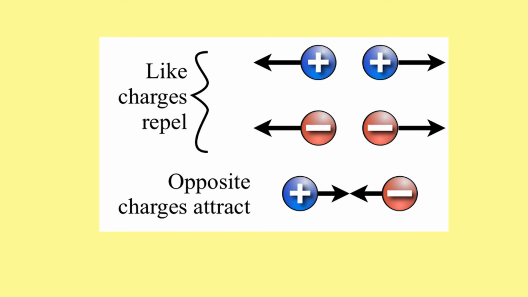Charges come in two forms, positive and negative. Like charges, that is, charges that are the same, for example, positive and positive or negative and negative, repel each other. Opposite charges attract each other, hence the phrase opposites attract, similar to the north and south poles of a magnet.